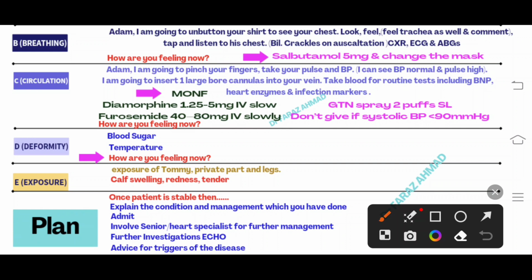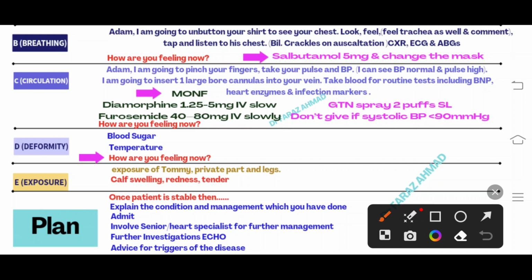So in the circulation, what you will do, Adam, I am going to pinch your finger to take your pulse and the blood pressure. Then you will verbalize, I can see that my patient's blood pressure is normal, high, low, whatever the blood pressure is, you will verbalize, and then you will verbalize as per the pulse as well.